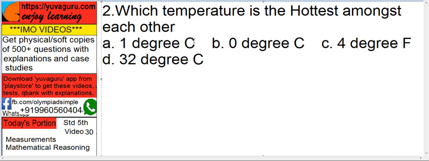Here logically you can see that 1 degree, 0 degree and 32 degree. So 32 degree is hottest. So A and B are totally out. Only the problem is C, Fahrenheit. What is this 4 degree Fahrenheit?